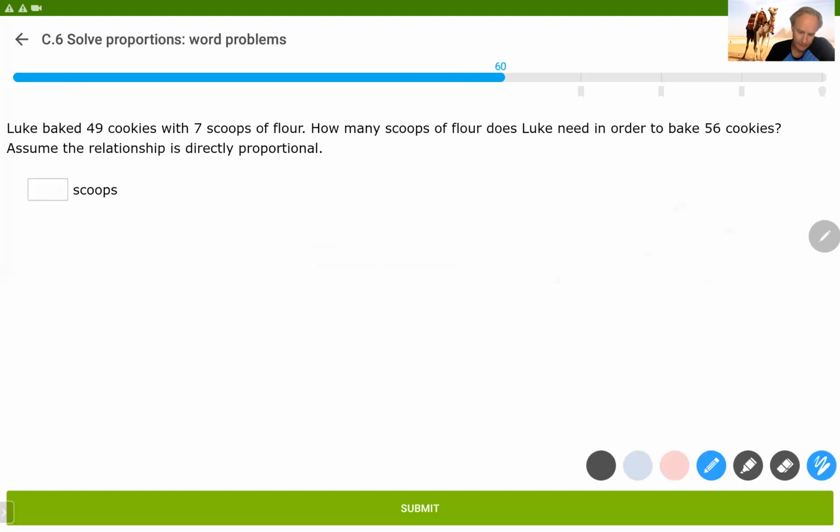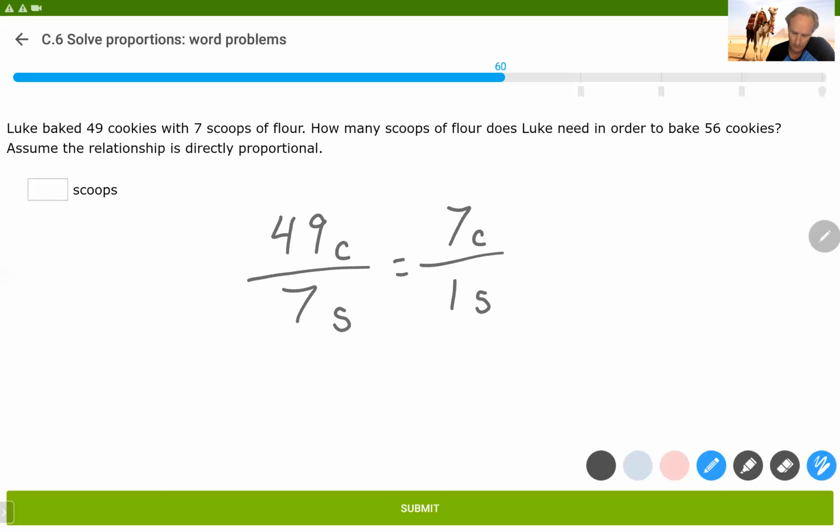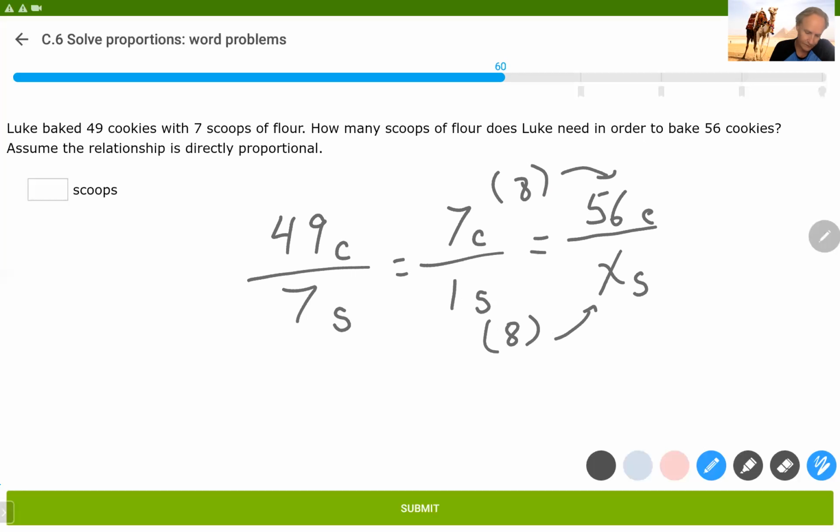We have 49 cookies with 7 scoops, which is the same as 7 cookies per scoop. And how many scoops of flour for 56 cookies? And we multiplied by 8 to get to 56. So we have to multiply by 8 to get to X scoops.